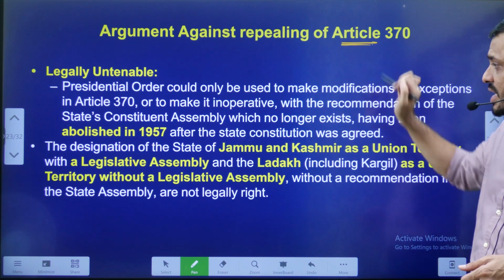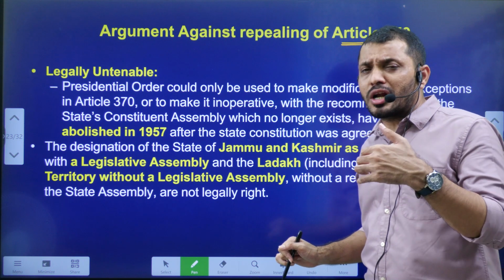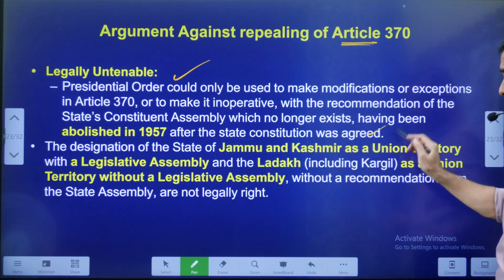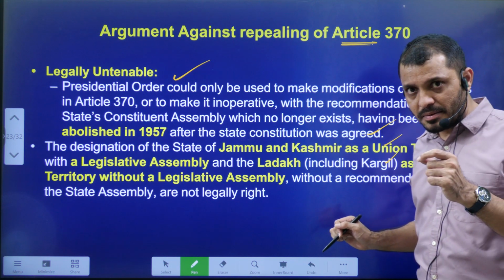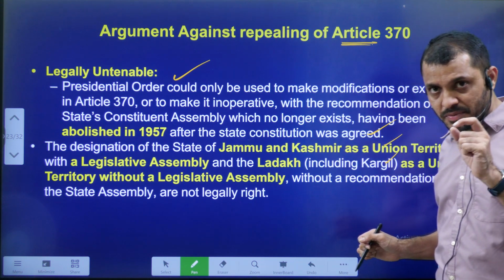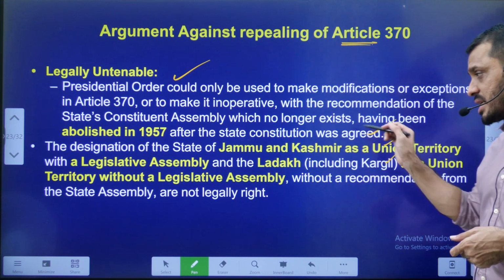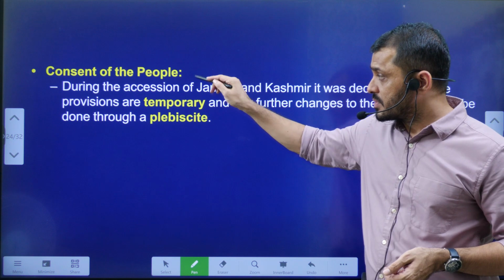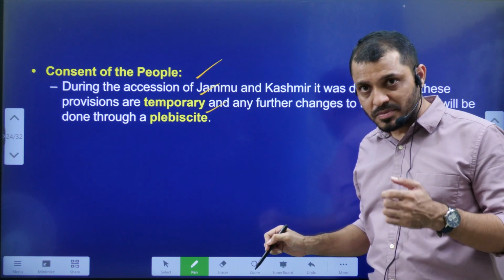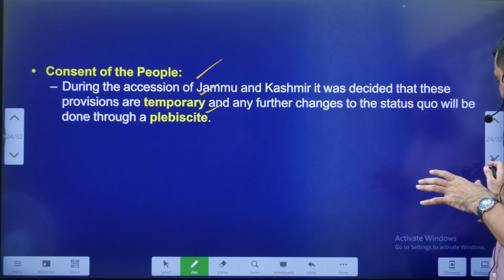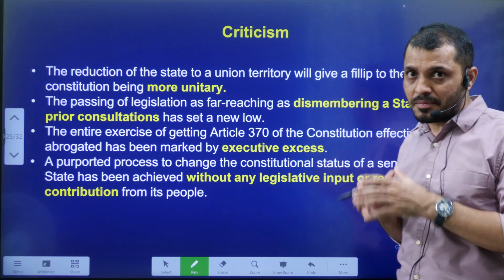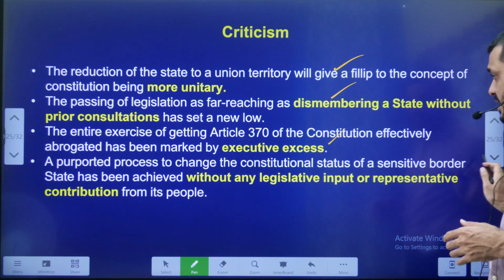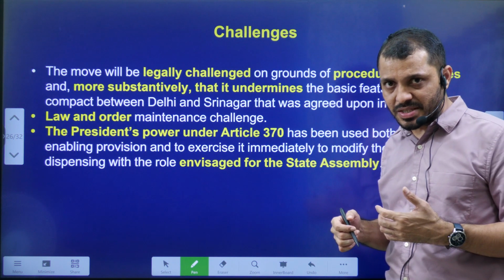Some arguments against the abolition of Article 370. People arguing against it say it is constitutionally wrong because it must be done only by the Constituent Assembly, not by the state government. They are saying it is wrong and against the people's wish because you did not ask the people about the removal of Article 370. These are the views of those opposing the abolition. The criticism is that the central government exercised its unitary powers.